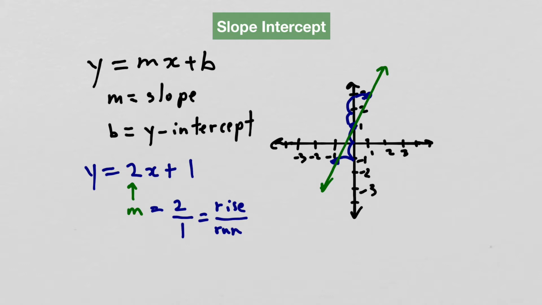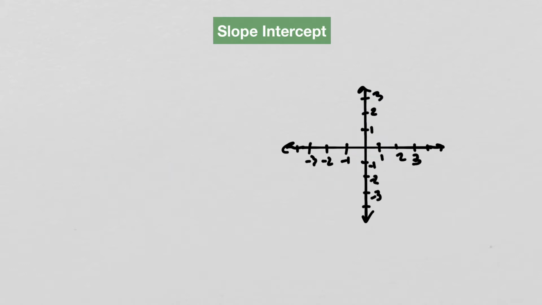Okay, let's do another example. So we're going to do one where the slope is a negative slope. So let's say we have y equals negative x plus 1. Okay, so we always start with the y-intercept. This is your y-intercept, and that's the point where it crosses the y-axis. So we're going to put a dot there, right there.